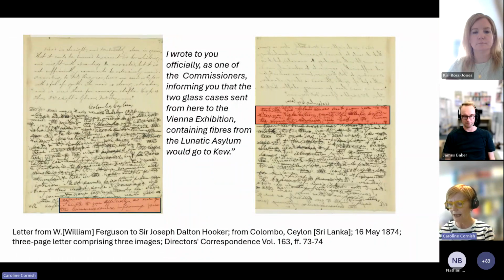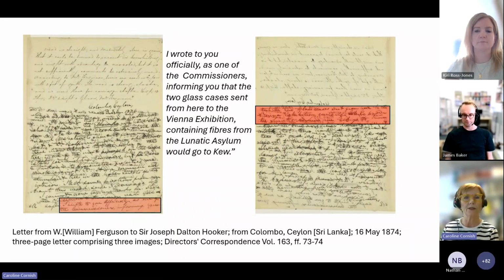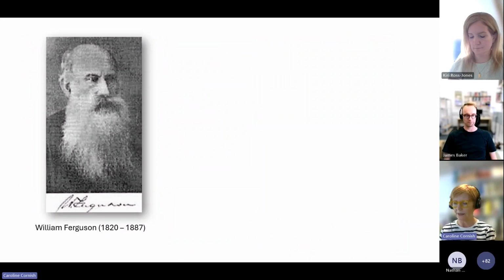So here you can see that in May 1874, writing as a commissioner in Ceylon for the Vienna exhibition, Ferguson informs Hooker that 2 glass cases exhibited at Vienna containing fibres from the lunatic asylum would go to the Royal Botanic Gardens Kew at the exhibition's close. Now Ferguson was a surveyor in the Ceylon Civil Service, but of course also a keen naturalist, and he was particularly interested in botany, and he exchanged letters and specimens with a network of botanists, including Joseph Hooker at the Royal Botanic Gardens Kew.